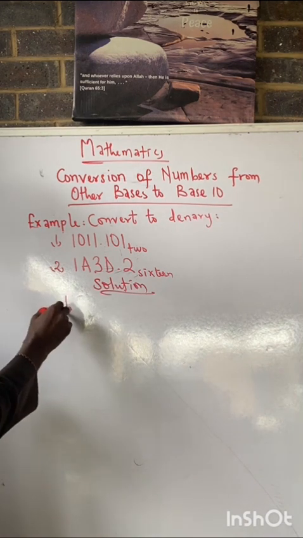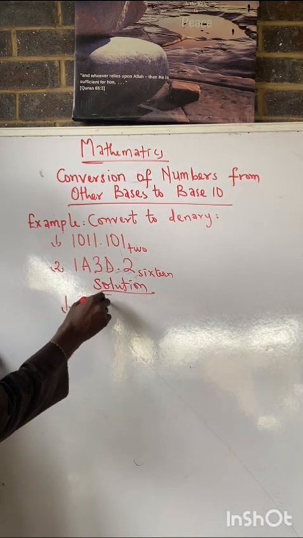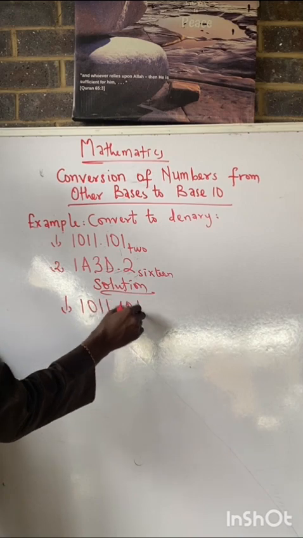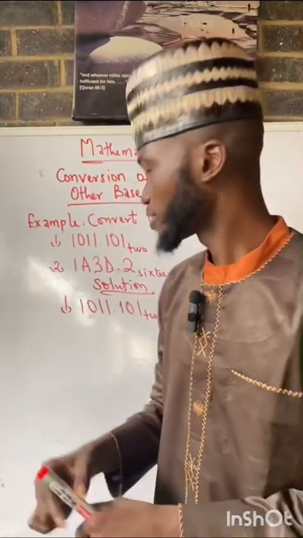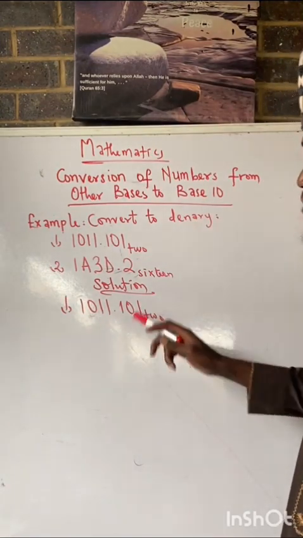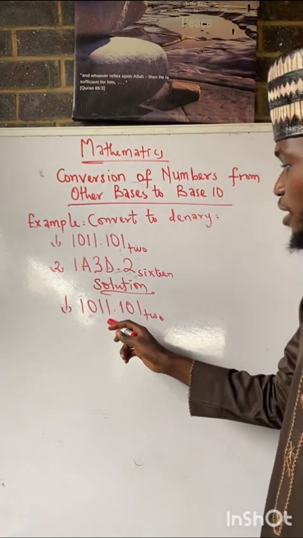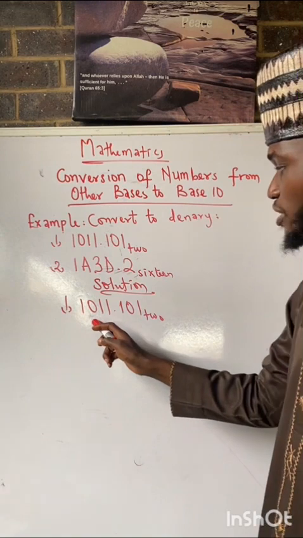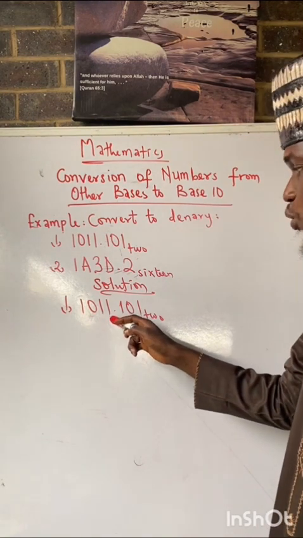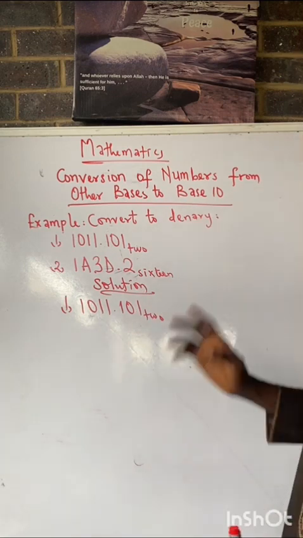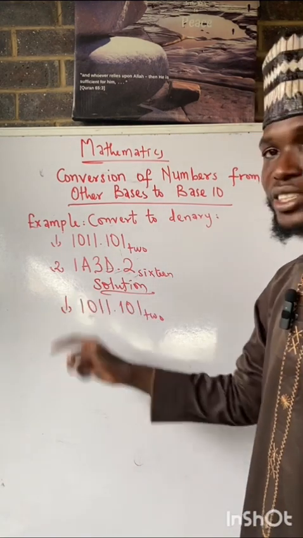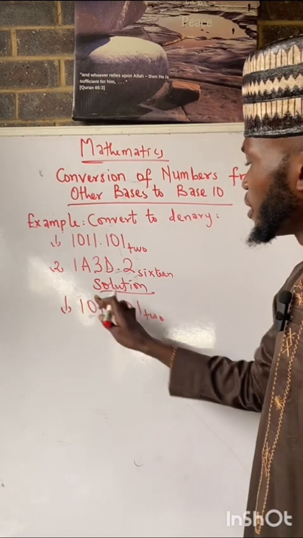Question 1. We have 1011.101 base 2. Now, you can see that in this number we have two parts. The first part is the integral part, that is the whole number part, and the second part is the decimal part. Now, your whole number part, you are going to label them.